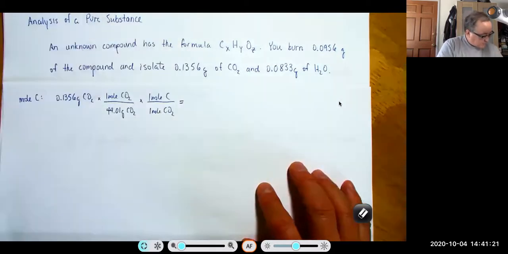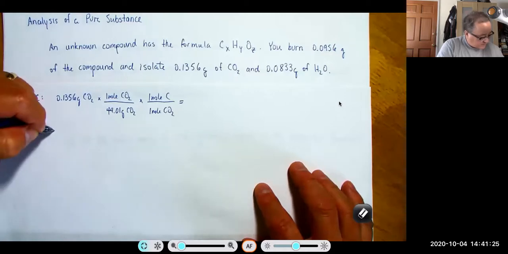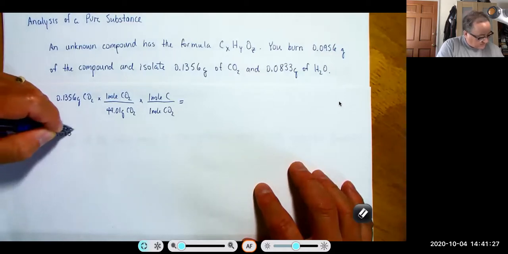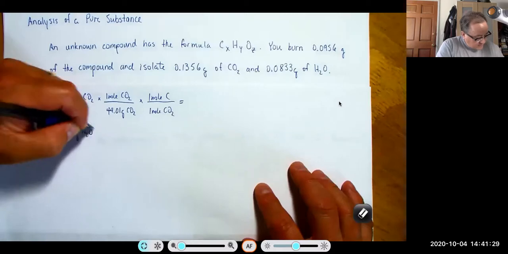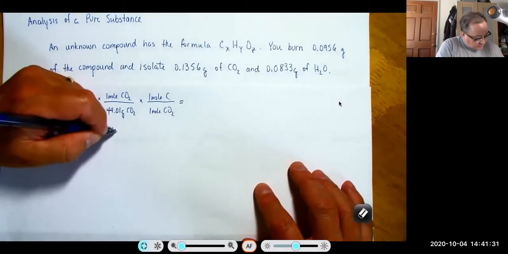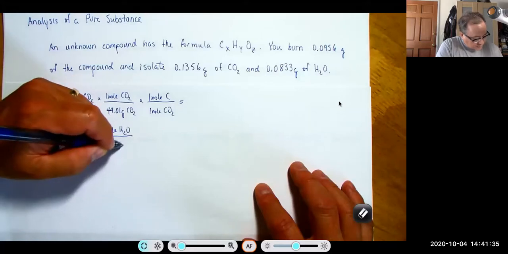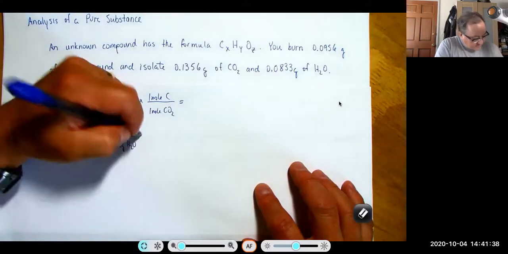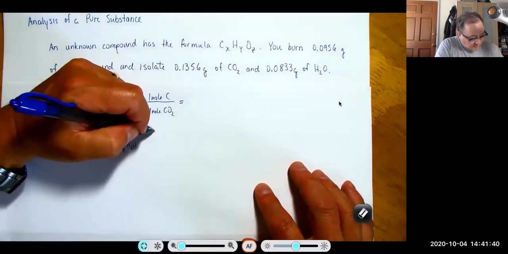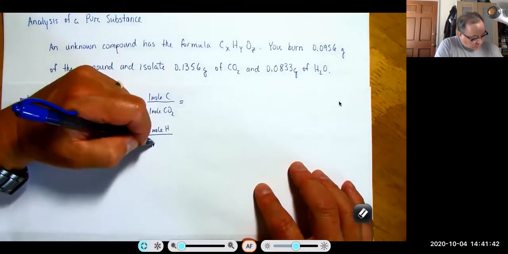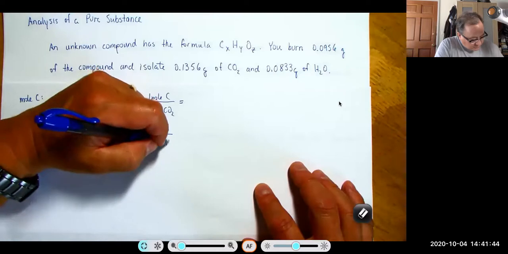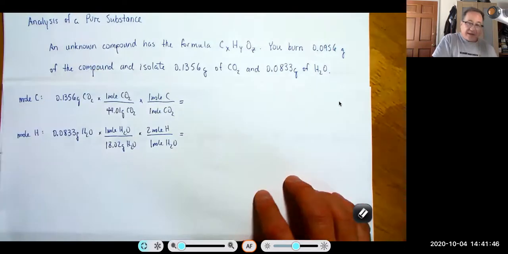I'm going to set up the next one. The moles of hydrogen are going to be 0.0833 grams of H2O times 1 mole of H2O over 18.02 grams of H2O times 2 mole of hydrogen to 1 mole of H2O. And let's go ahead and calculate these numbers.